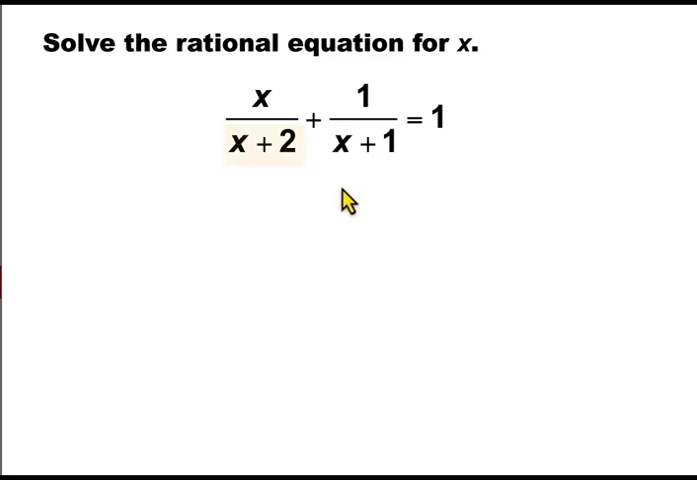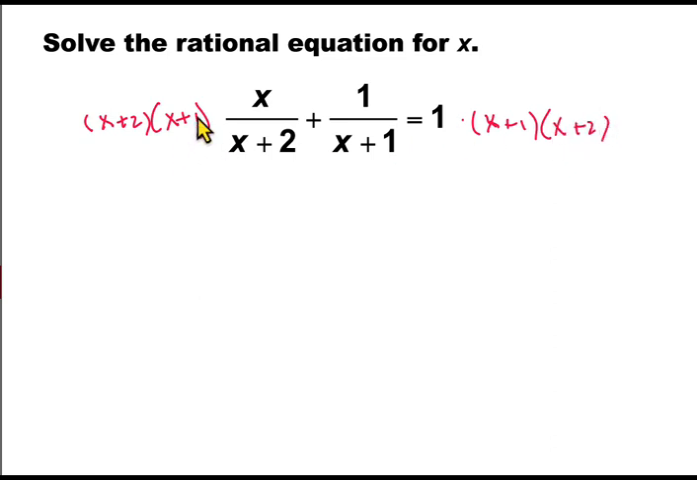With this equation, you can see that these two terms have denominators with an expression of x. So we need to multiply both sides of the equation by this expression x plus 2 and this expression x plus 1, like this. So on the left side, we multiply by x plus 1 and x plus 2. And we do the same on the right. X plus 1 and x plus 2.